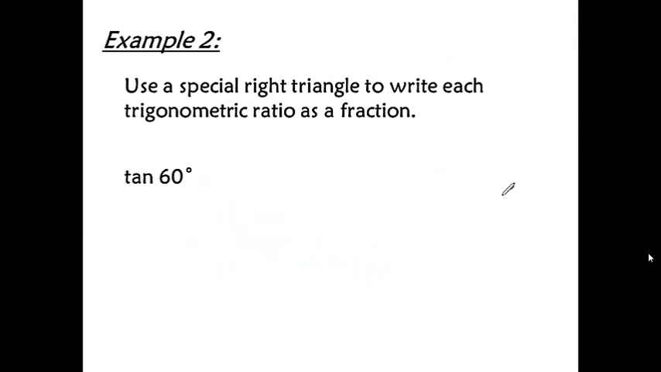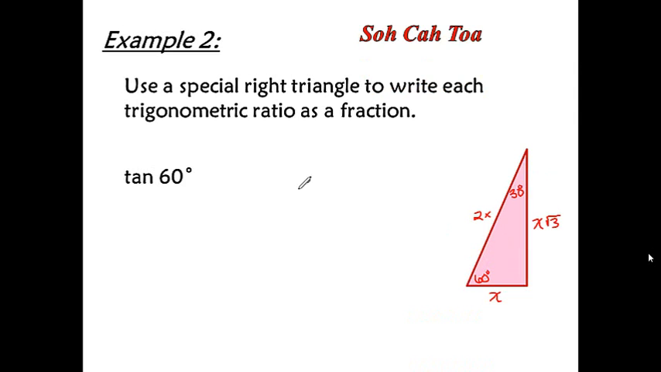Example 2 says to use a special right triangle to write each trig function as a fraction. Okay, we want to find the tangent of 60 degrees. We want to use a special right triangle to do that. So I know that I'm going to be using the 30, 60, 90 triangle. So I'm going to draw that 30, 60, 90 triangle off to the side. Don't forget your SOHCAHTOA. If I want to find the tangent, I'm going to use opposite over adjacent. Okay, so tangent of 60 degrees, that's this angle right here.